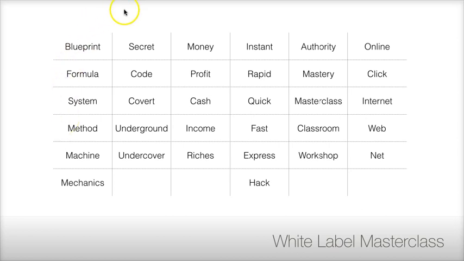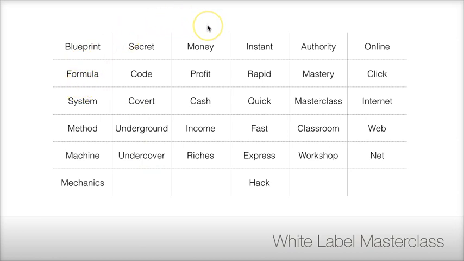Another kind of power keyword that works well in the internet marketing niche is related to something that you should discover that is not well known. So words such as secret, code, covert, underground, undercover. All right. So you would maybe call it underground traffic system. So we have traffic as the main topic, and then we used underground and system. So this is more of an emotional kind of trigger, while here it talks about a step-by-step system.